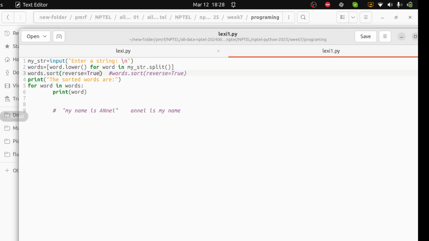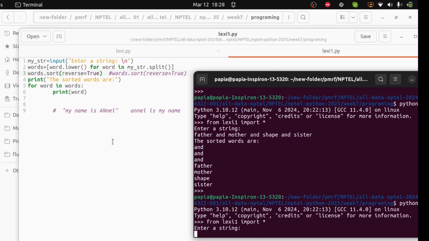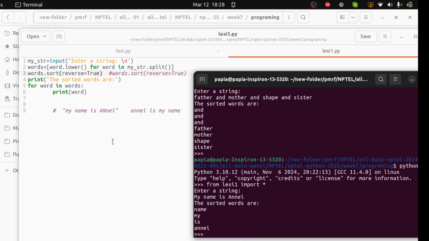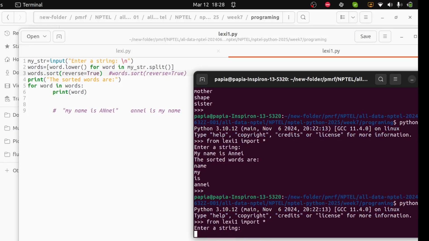If I do that, let's run this again. Enter a string. Maybe I can write here, my name is Annie. Sorry. So what should it be right now? N should come first, then M, then I, then A. See here that N is coming, then M, then I, then A. Why? Because I just mentioned reverse equals true.